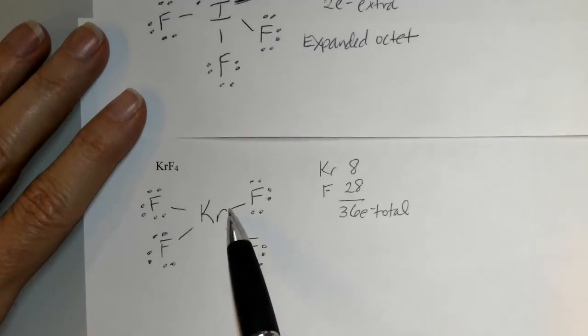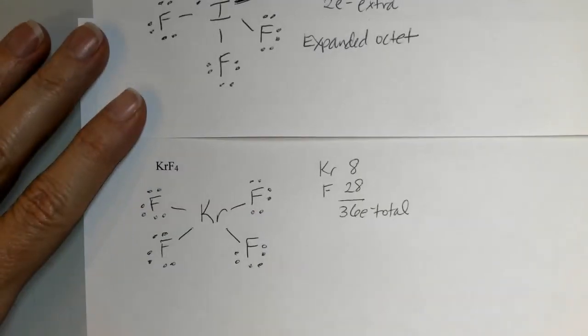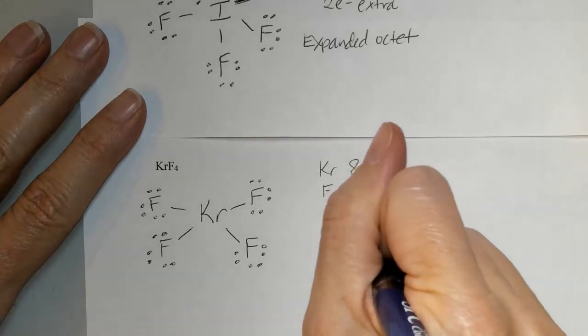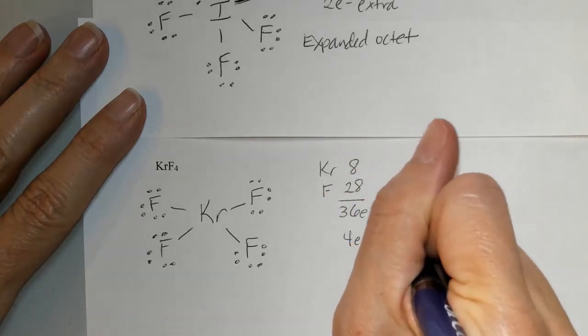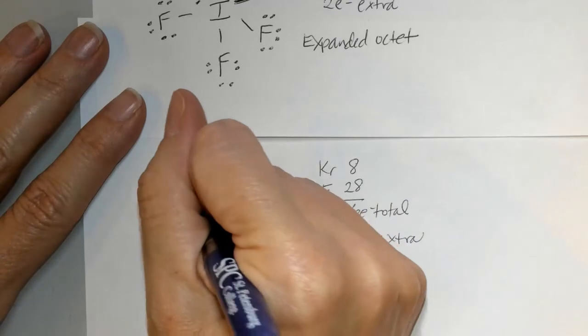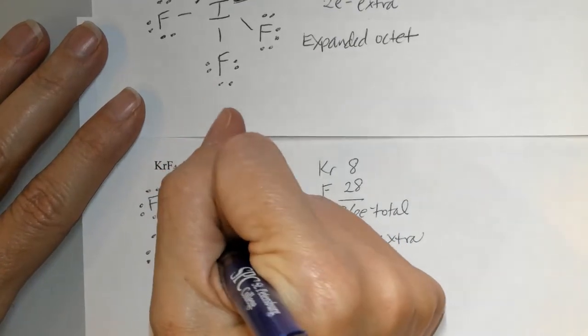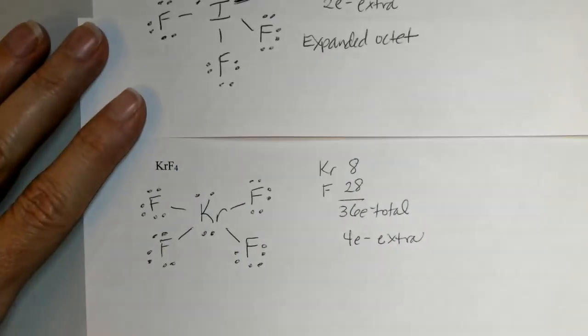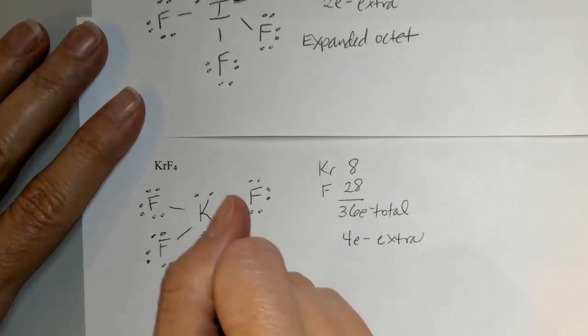2, 4, 6, 8. I've used 32, right? 8 times 4 is 32. So I have 4 extra electrons. So I'm going to put 1 lone pair on the top and 1 lone pair on the bottom. So now I have 36 electrons. And again, what is special here is I've expanded the octet.